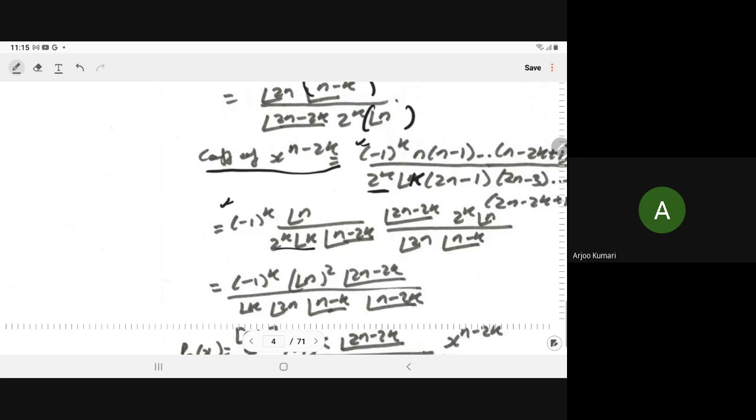So any doubt in this part? Anything you want to ask? Because this is an important term.